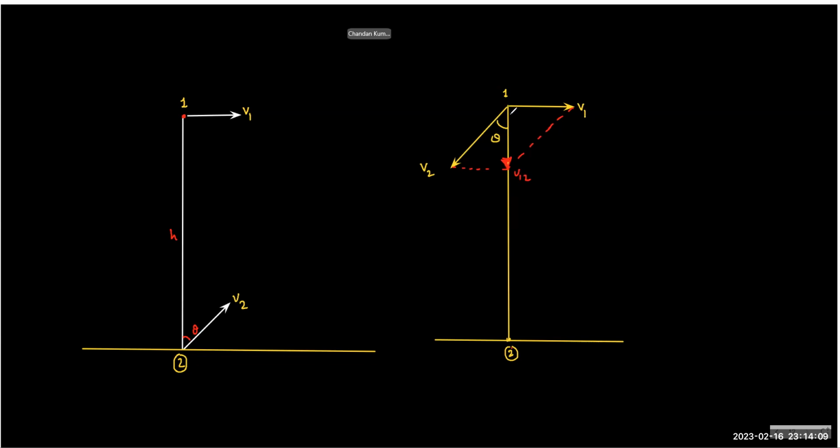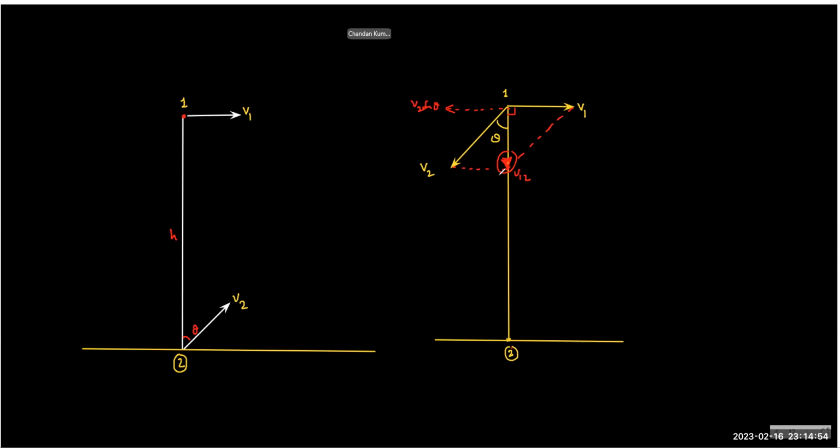So 2 will see that 1 is approaching this way, which means if I resolve the velocity of 2, one along the expected line and another perpendicular, this is v2 cos theta, and this is v2 sin theta. To move this way, which components must cancel each other? The component perpendicular to the line joining the particles must cancel each other. That's the thumb rule of collision. If you know that something is moving in that direction, then the net component perpendicular to the line of motion must be zero.